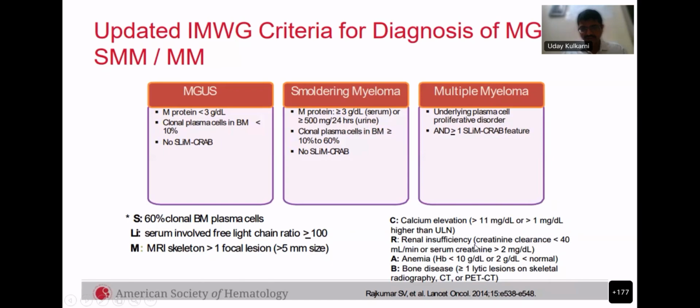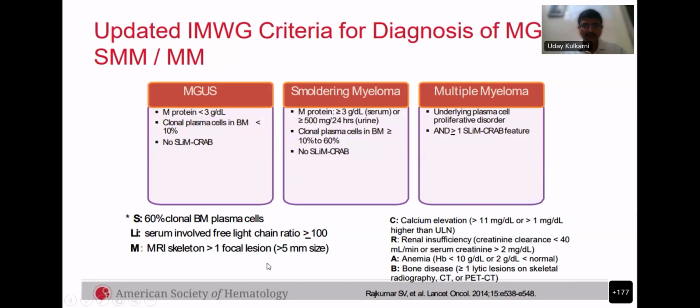R stands for renal insufficiency, wherein there is creatinine clearance of less than 40 or serum creatinine of more than 2 milligram per deciliter. A is anemia, hemoglobin being less than 10 gram per deciliter or a 2 gram fall from the normal. B denotes bone disease with one or more lytic lesions on skeletal radiography, CT or a PET CT. So those are the CRAB features, which essentially indicate that the level of plasma cell accumulation is causing symptoms. So either there is hypercalcemia, or renal insufficiency, or anemia, or they have lytic lesions.